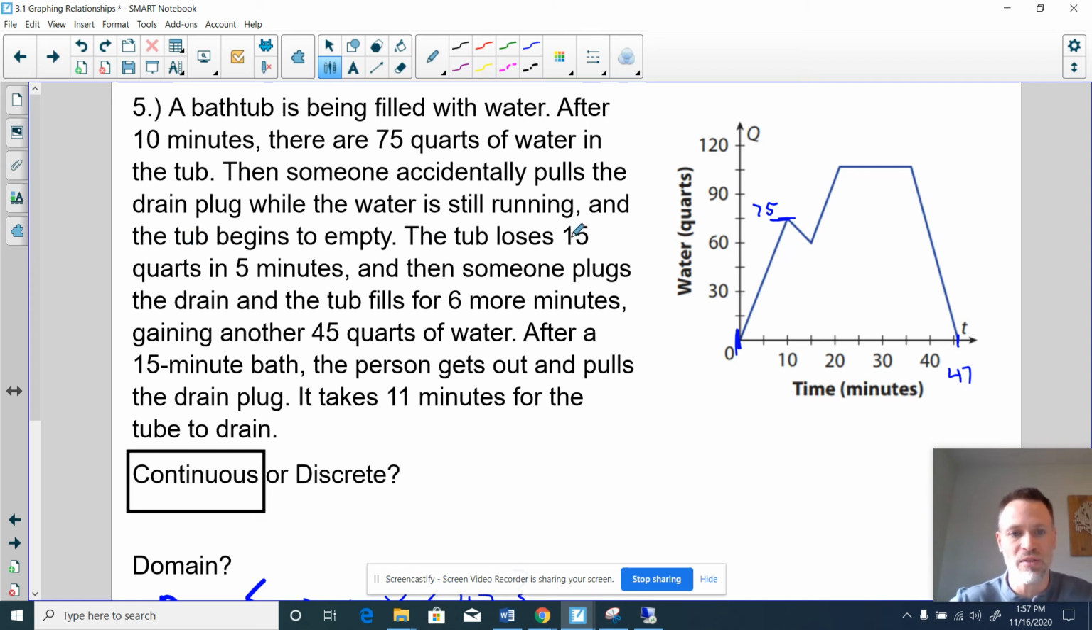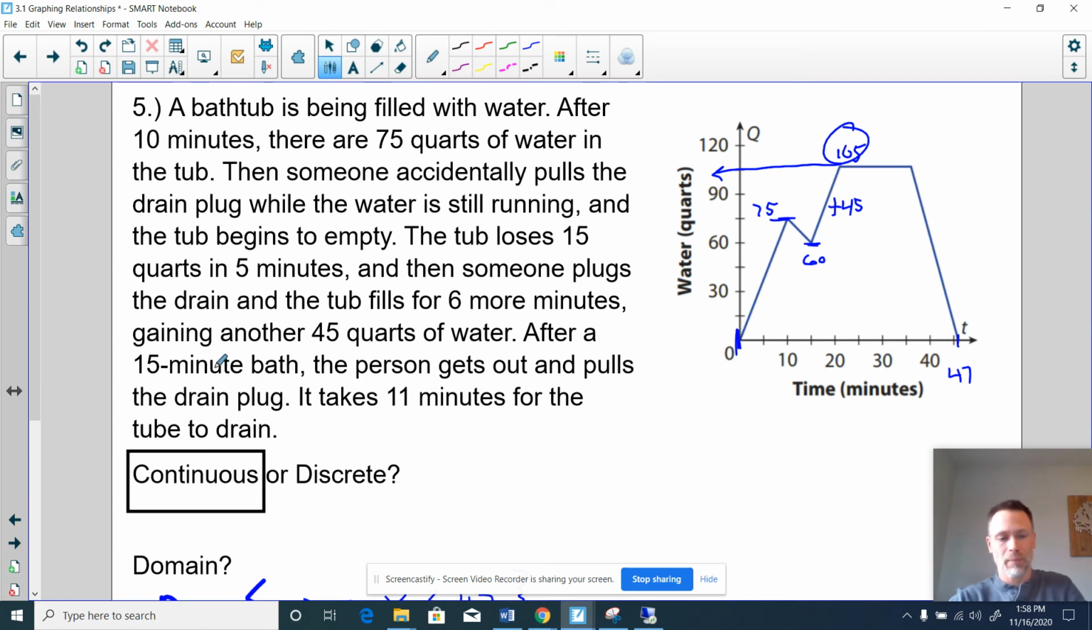The tub loses 15 quarts. So 75 minus 15, we go down to 60 quarts here, okay? And then someone plugs the drain and the tub fills for 6 more minutes, gaining another 45 quarts. So we have 60 and then plus 45 going up this part here, right? Which gives us a total of 105 quarts. And I did that because I wanted to know what the maximum amount of water was in the tub.